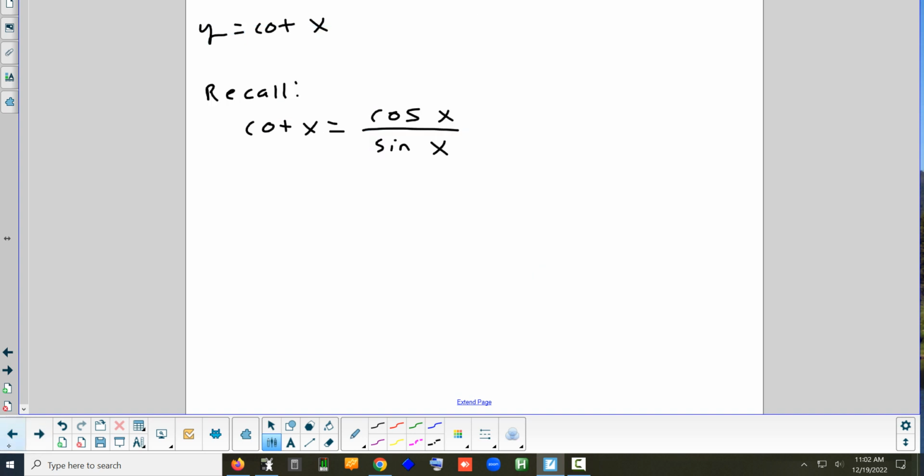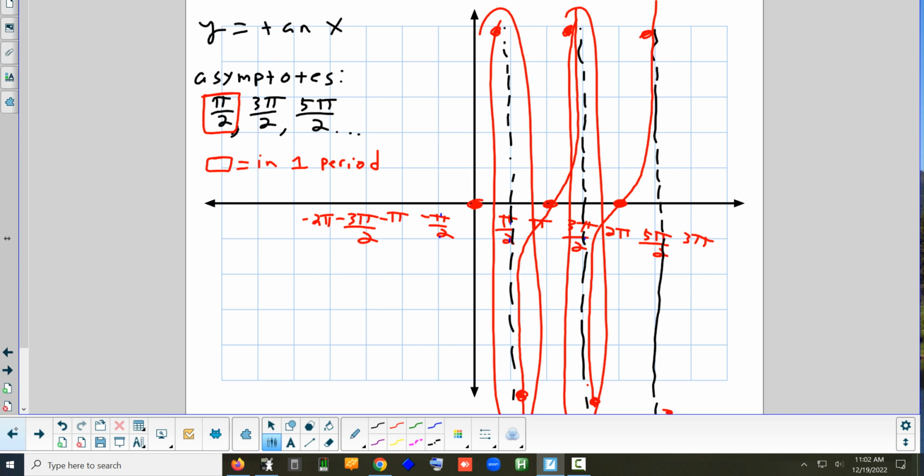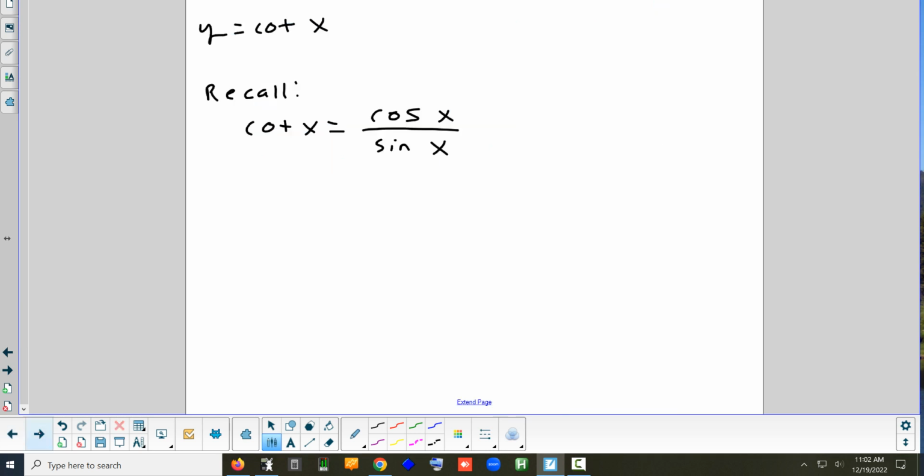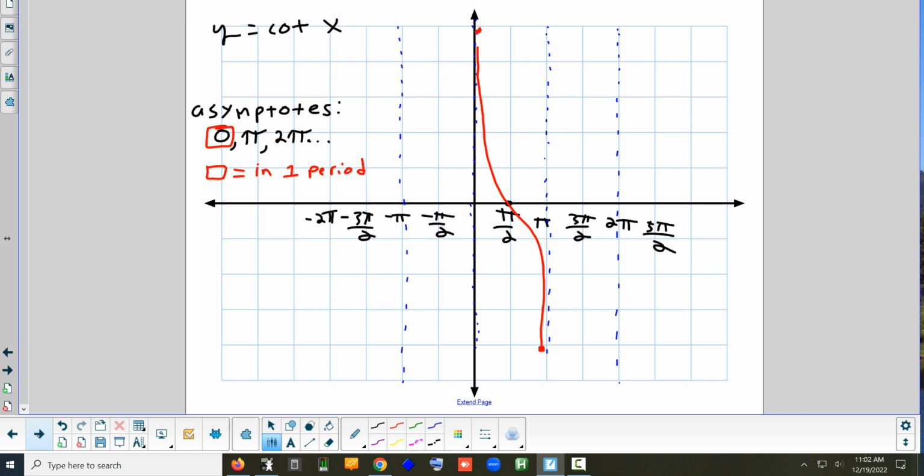So that's tangent. And now cotangent is, what do we call that when we flip it? It's a reciprocal. So what's going to happen now is everything that was a 0 before is going to become a what? An asymptote. And everything that was an asymptote is going to become a 0. So before we had zeros at 0, pi, and 2 pi. Well, 0, pi and 2 pi are going to become asymptotes now. And there they are. 0, pi, 2 pi, those are asymptotes.